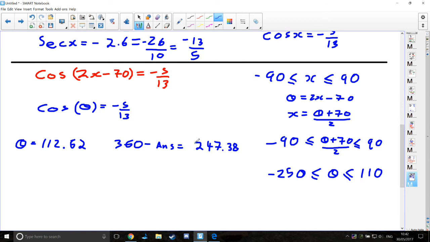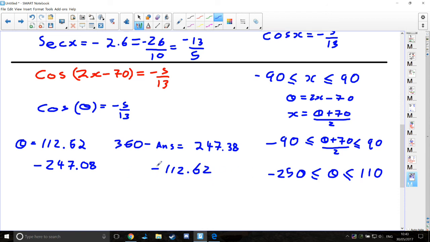So I'll take 360 away from this one, because taking 360 from this isn't going to get me anything worthwhile, I don't think. We'll try it both anyway. So 112.62 minus 360. Oh, it seems that I was wrong. This is going to be in range. We get minus 247.38. And this next one, 247.38 minus 360, and we get negative 112.62.